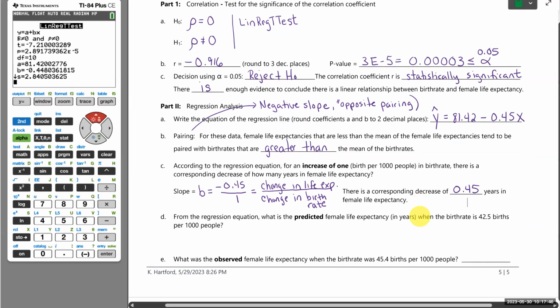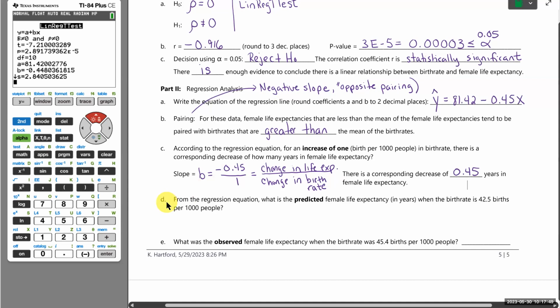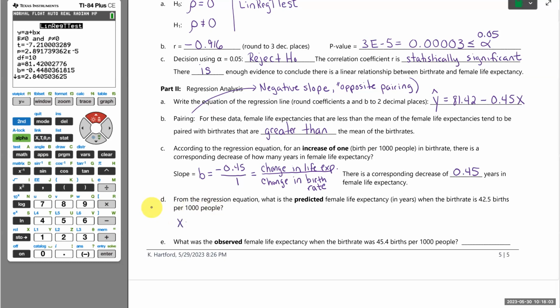All right, and then we can also use the regression line to make some predictions. So what is the predicted female life expectancy in years when a country has a birth rate of 42.5 births per 1,000 people? So they're asking us to use X, 42.5, substituting into our regression equation, which is what we use to make predictions. So Y hat was 81.42 minus 0.45, and for X, we'll substitute 42.5.